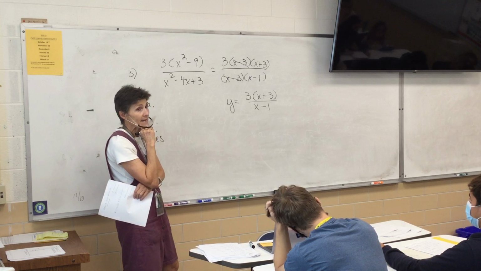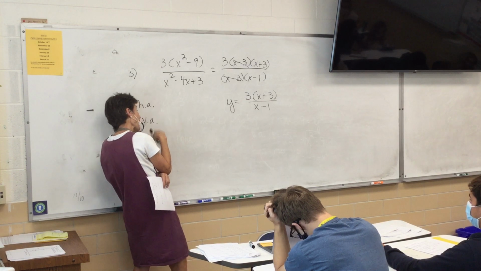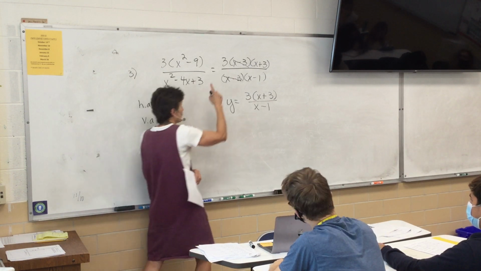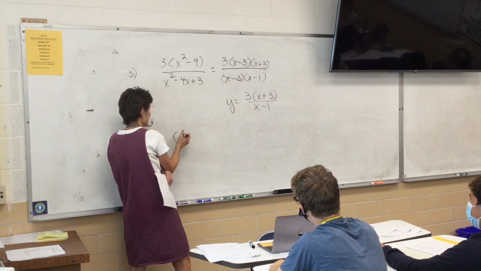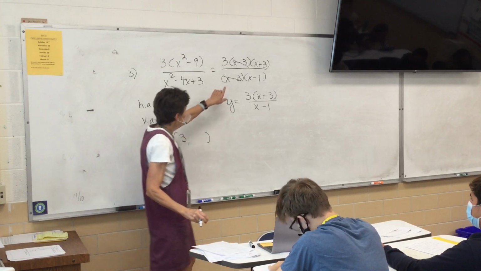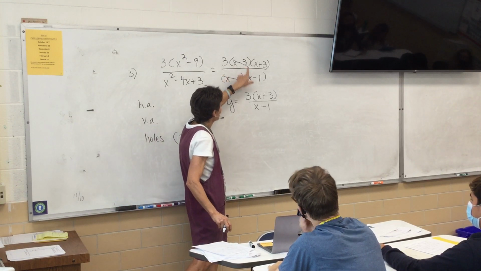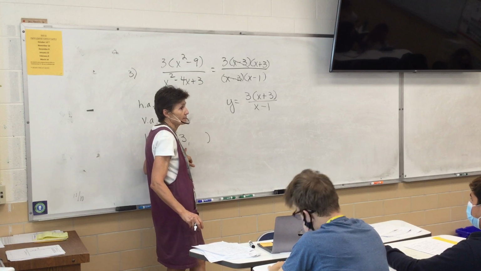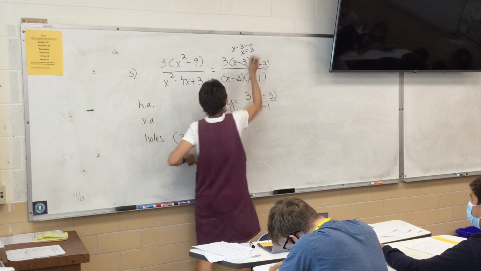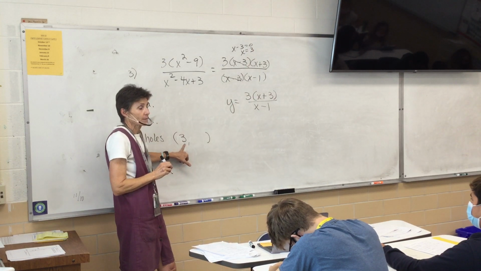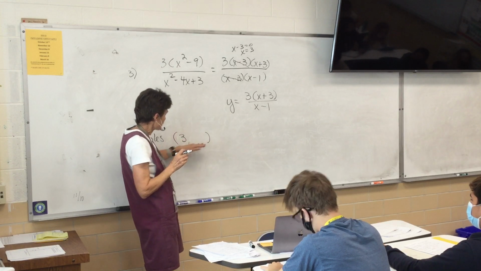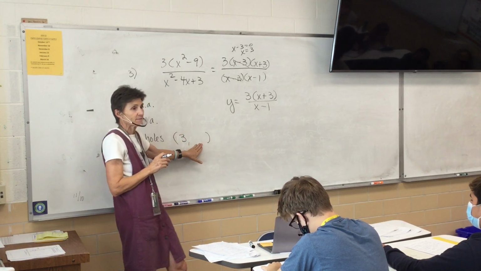What does canceling mean? I'm going to have a hole. Remember, there's only one thing canceled out, and that's going to be where x is 3. The factor that canceled out gives you where the hole is. So x minus 3 canceled out, so x is 3. But the hole is a point, so it needs 2 parts. How am I going to get the second part?